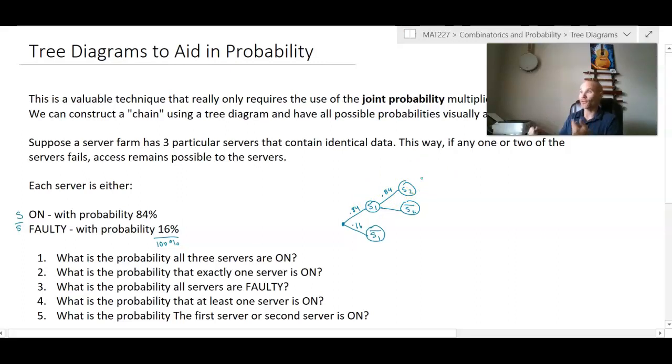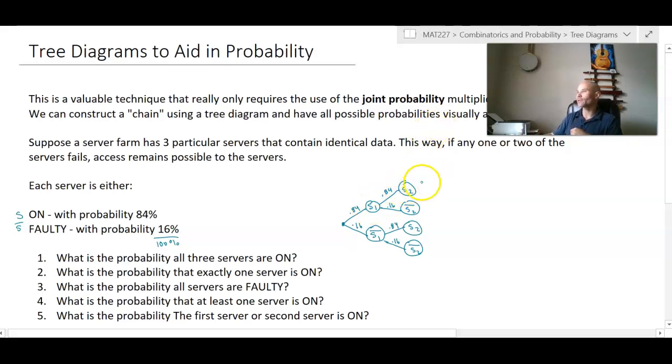Now I'm also going to consider server 3, so I'm going to keep going. Now if server 1 is faulty, server 2 could still be on, or it could be faulty. And 84% chance that server 2 is on. Keep in mind that server 1's status does not in any way affect server 2's status. They are independent events. We have no reason to believe otherwise.